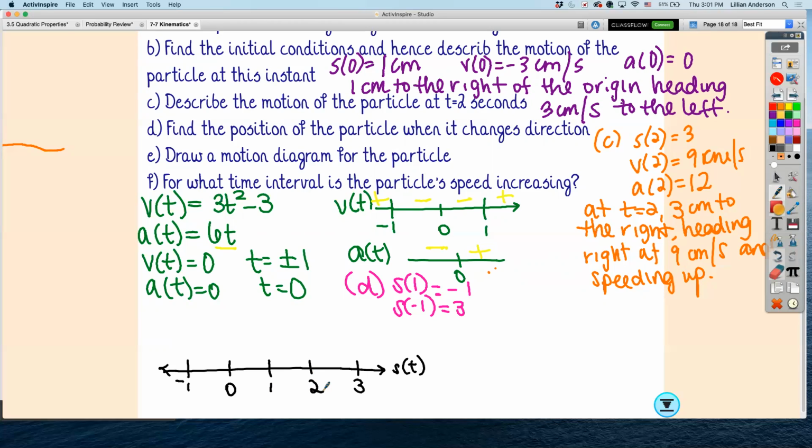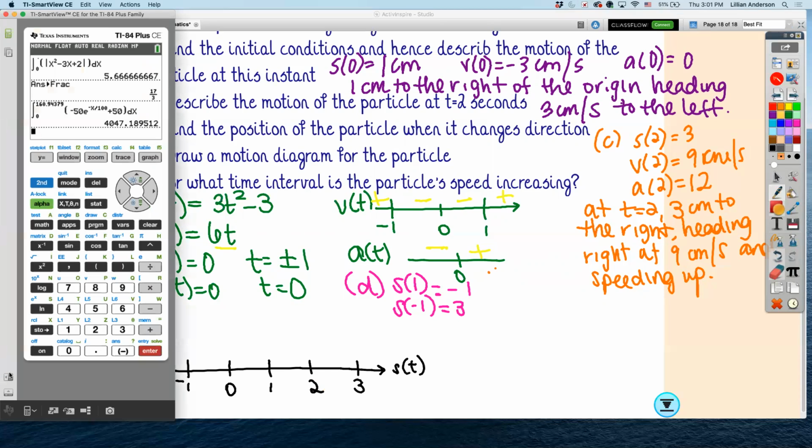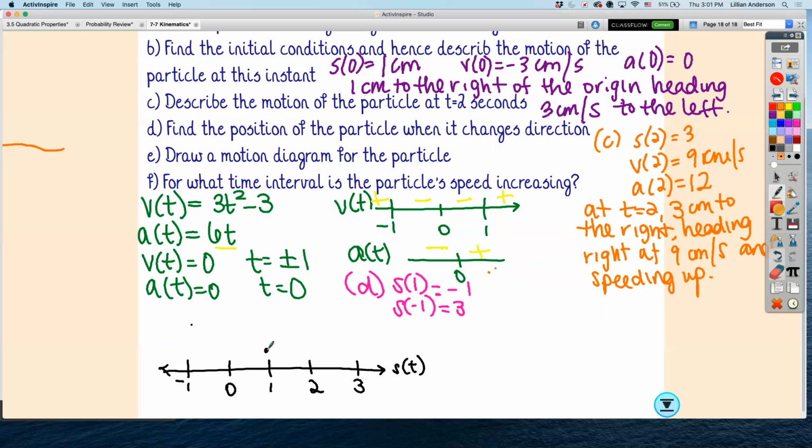Where do we start? So we start at 1 centimeter, because that was when t was equal to 0. And then we started heading in what direction from there? We started heading to the left. Until when? Until -1 when we changed directions, didn't we? What time were we at -1? 1. So I was heading to the left, then I changed directions to head to the right.